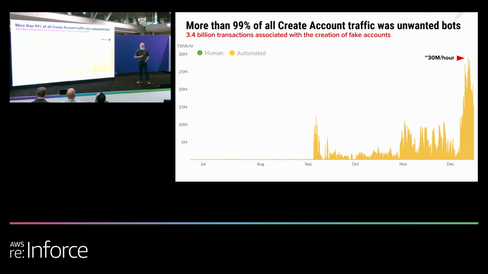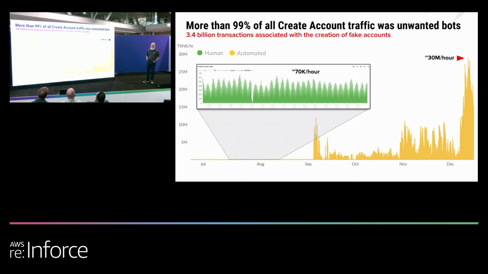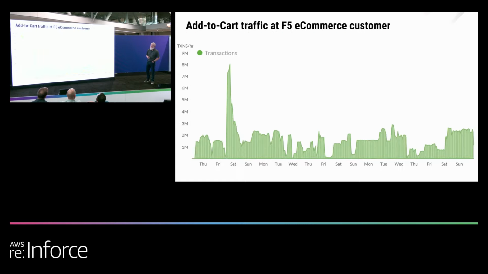It isn't just login though. Here's create account traffic. Everything in yellow is automated. Automated attempts to create accounts. You really have to zoom in to see the organic human traffic. Imagine waking up one day to find out you have hundreds of millions of synthetic accounts on your network.